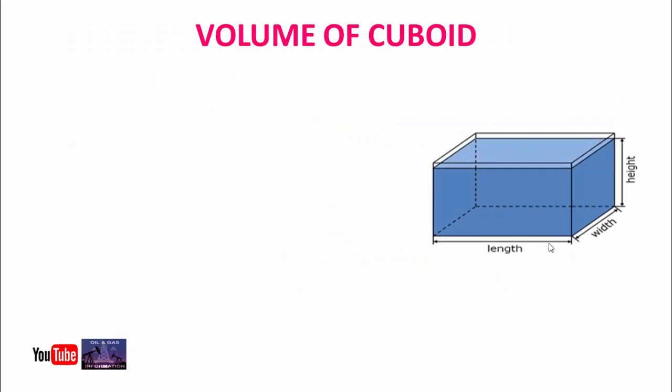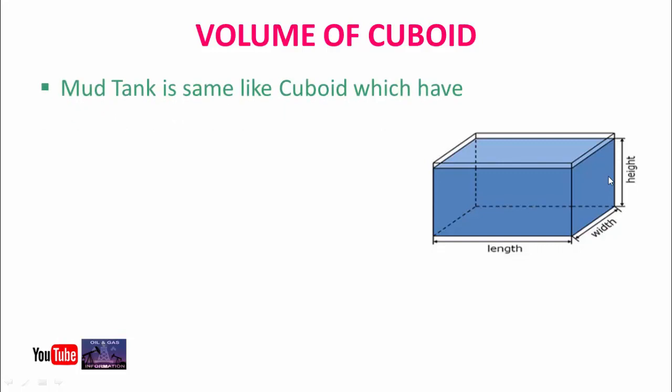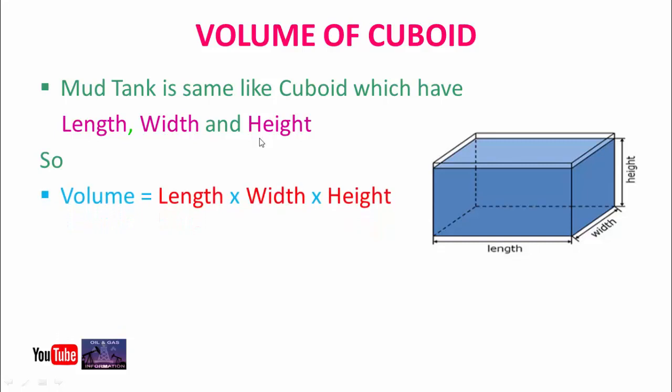Before calculating the volume of mud tanks, first we discuss the volume of cuboid. As you see in the picture, there is a cuboid with length L, width W, and the height H. Because mud tank is same like cuboid with the length, width, and the height, so if we want to calculate its volume, volume is equal to length into width into height. Here length is replaced by capital L, width is replaced by capital W, height is replaced with capital H.